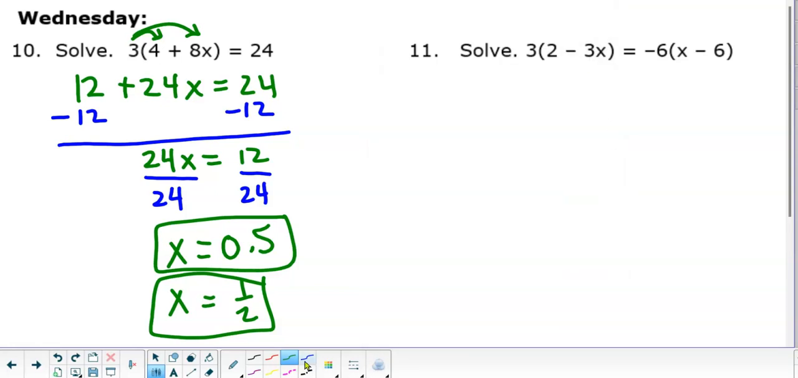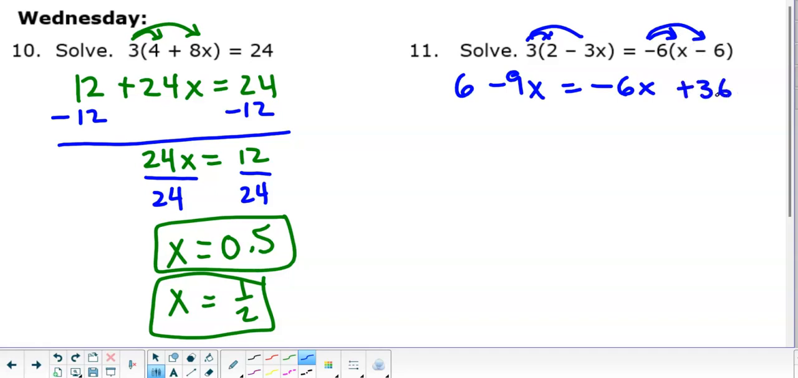For the next question over here, we're going to multiply 3 times 2 and 3 times negative 3x. On the other side, we're going to multiply negative 6 times x, and be careful here, a negative times a negative is a positive. Use your inverse operations to move terms from one side to the other.